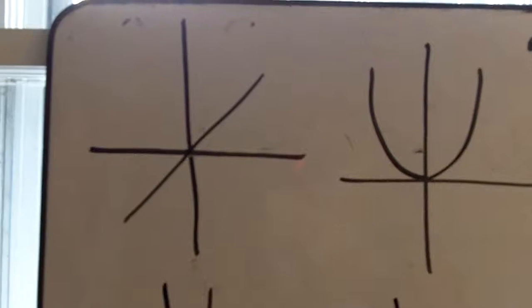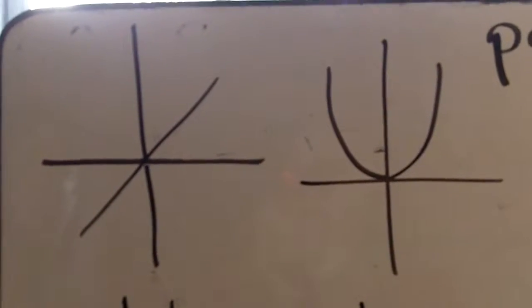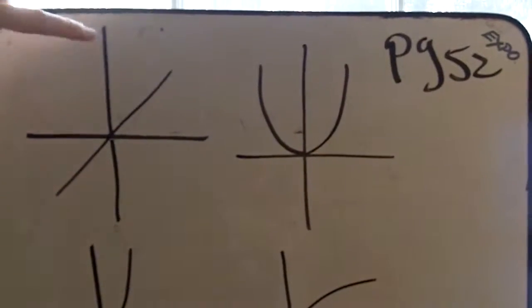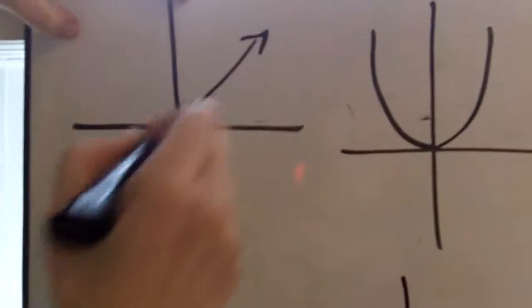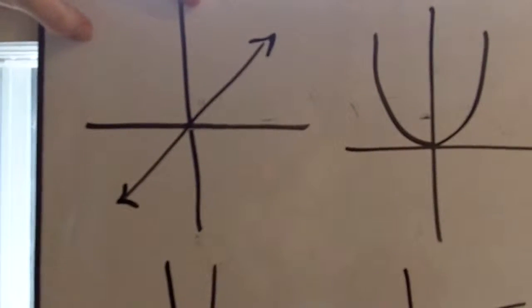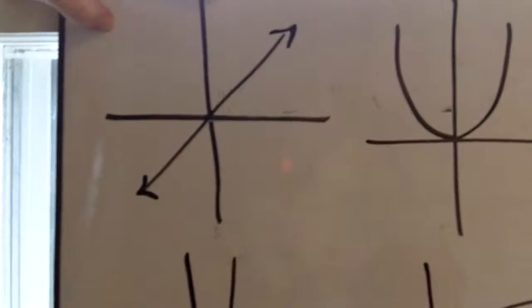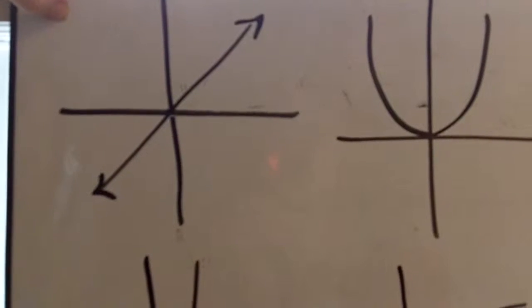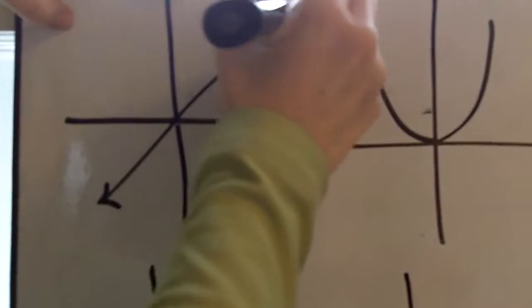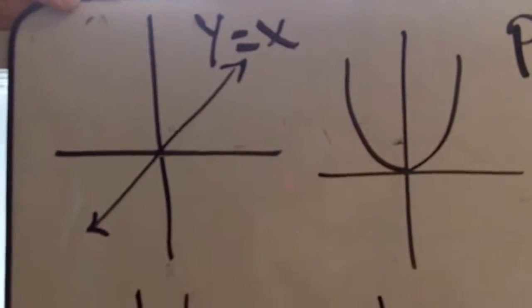I wanted to go over the graphs on page 52 in your textbook because these are the types of graphs that you will be expected to be able to look at the graph and know exactly what the equation of the function is. So if we take a look at this first one, we obviously have an equation of a line because it's not curving at all and it is continuing on in both directions. And the name of the line is y equals x. So hopefully you knew that, y equals x.